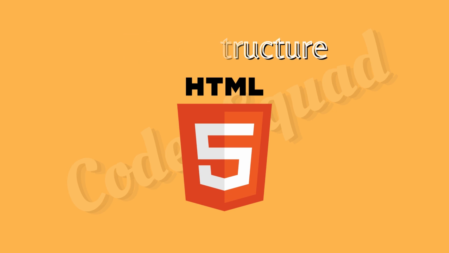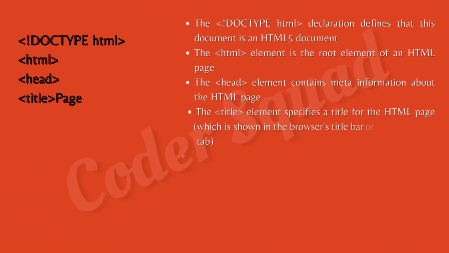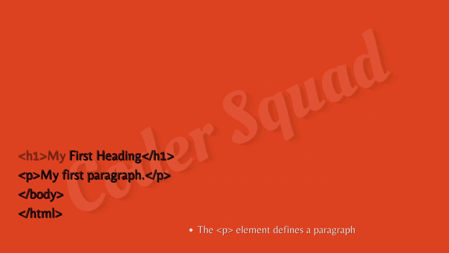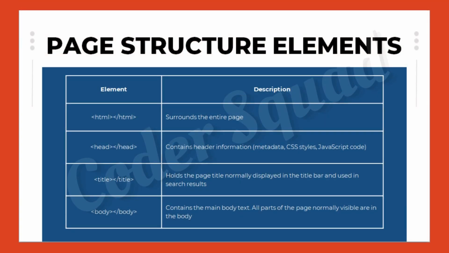Let's start with the basic structure of an HTML document. Every HTML document begins with doctype HTML indicating the document type, followed by HTML, head, and body tags.